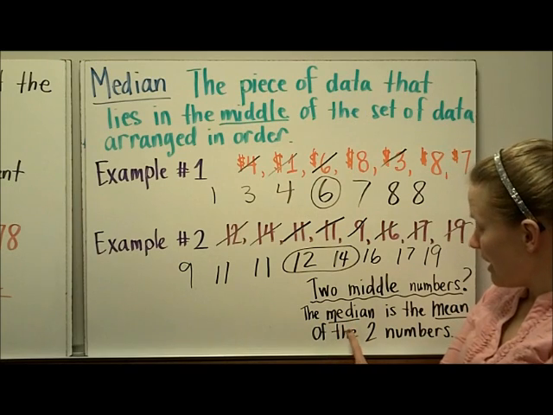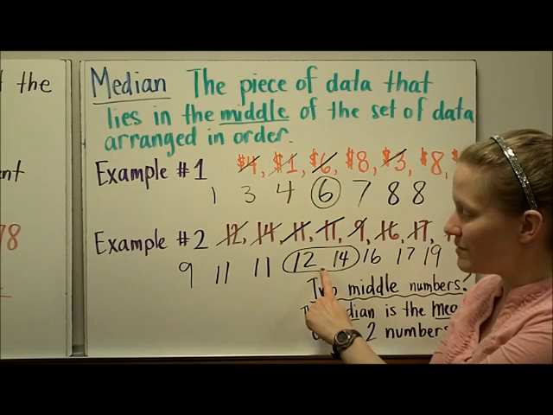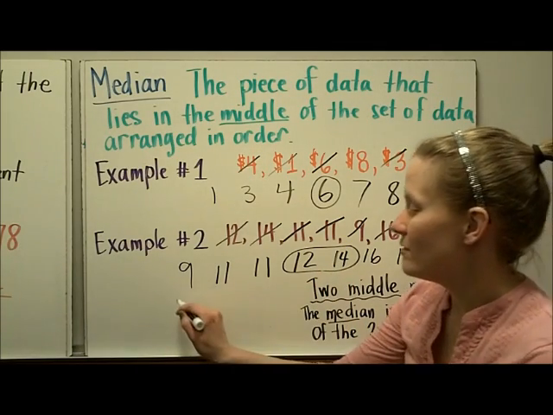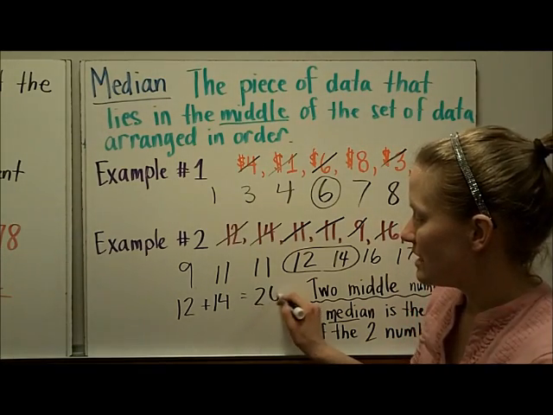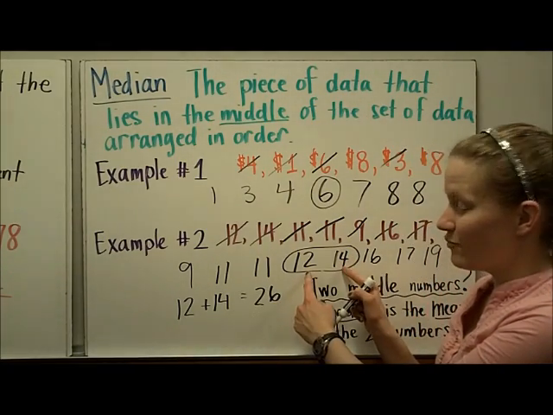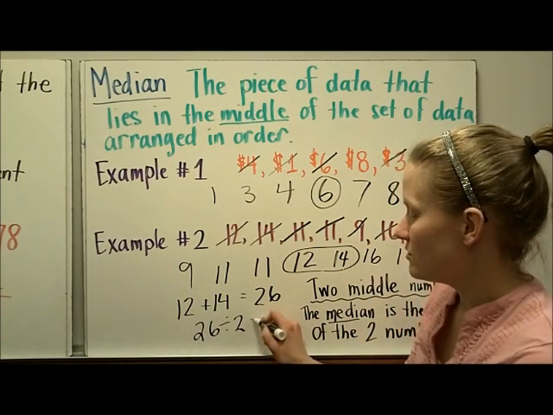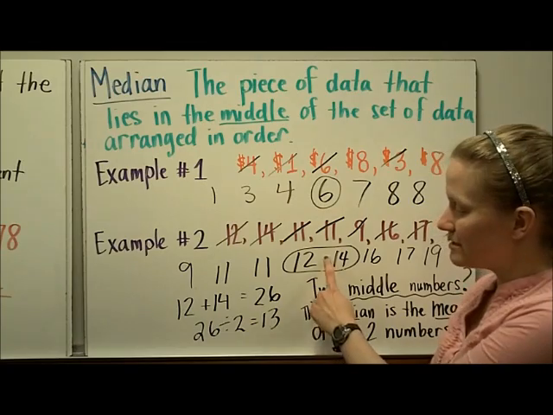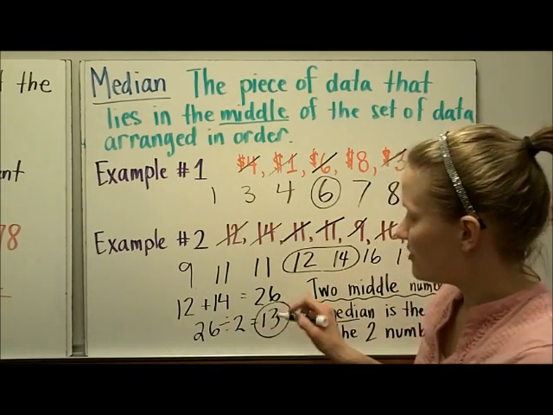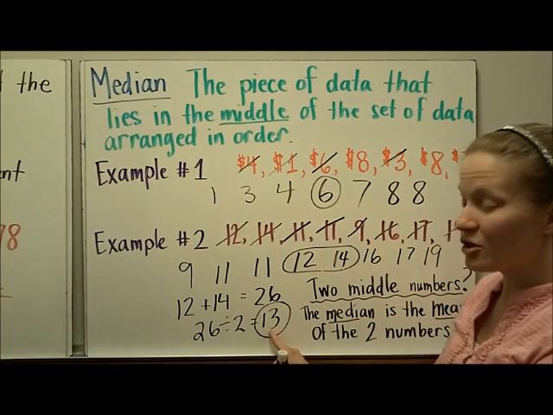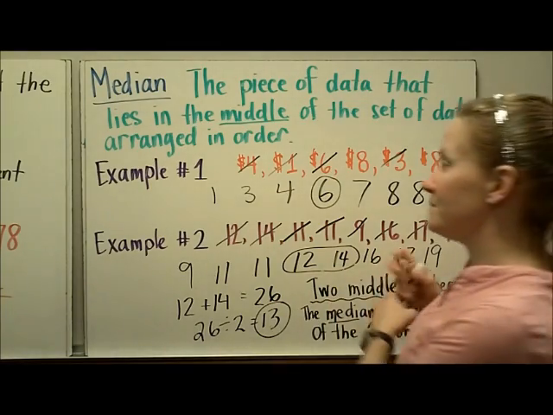The median is going to be the mean of the two numbers. So go back and think about what we just said about mean. You're going to add the points. 12 plus 14 is 26, and then divide by the number of points, which would be 2. So 26 divided by 2 is 13, which makes sense. It's the number that falls right in between those two. So the median of this set of data is 13, and I found that by finding the mean of the two middle numbers.